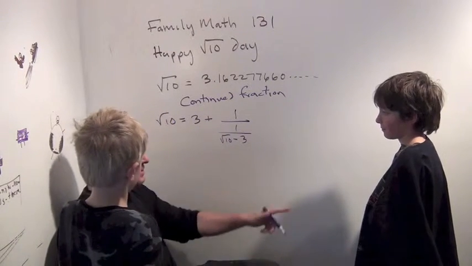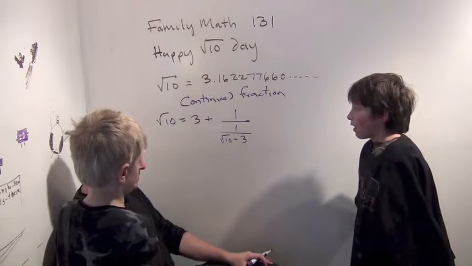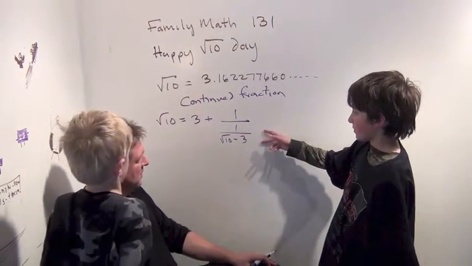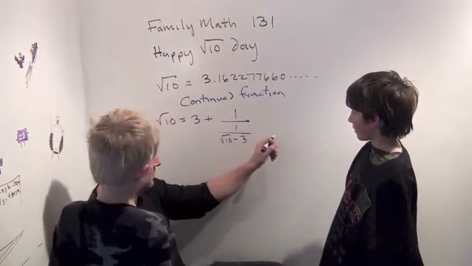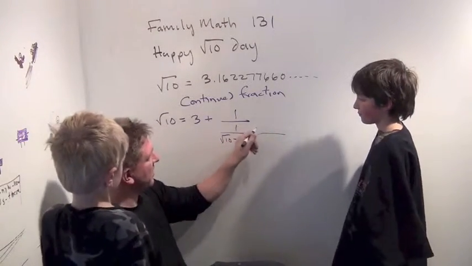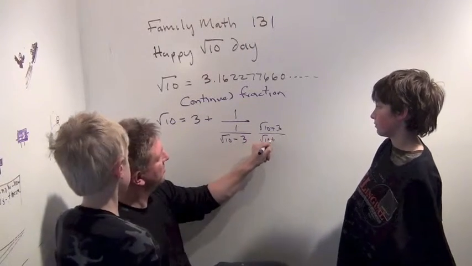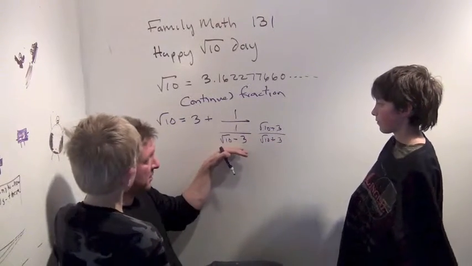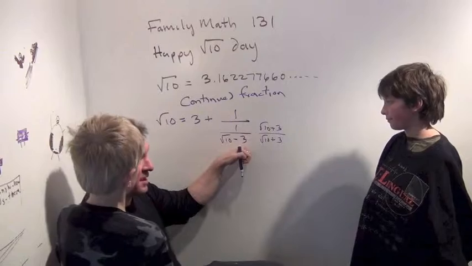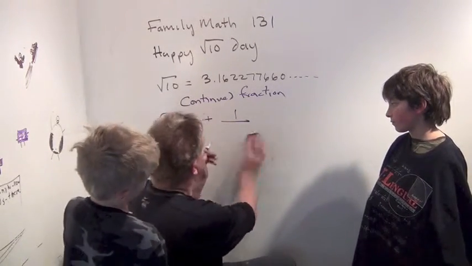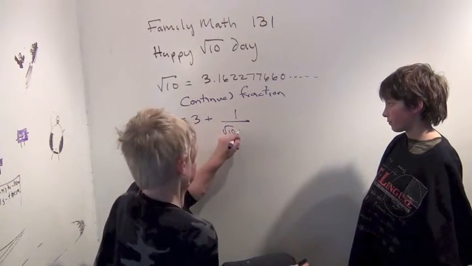How do you rationalize this? Do you remember? Well, you have to multiply it by 1 over the square root of 10 plus 3. Right, we multiply the bottom by the square root of 10 plus 3, over the square root of 10 plus 3, and we get a difference of squares. And so we get 10 minus 9, which is 1. And this becomes 1 over the square root of 10 plus 3.